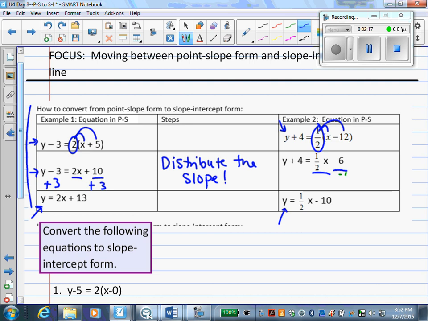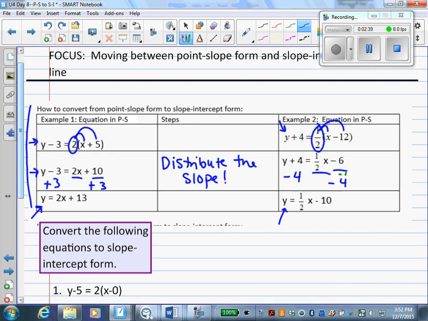Okay, looking at the other example, it was y plus 4, and then down below is just y. So to get from y plus 4 to just y, we would have had to subtract 4. And then whatever we do on one side, we do on the other. So if we subtract 4 over there, the y plus 4 minus 4 is just the y. 1/2 x minus 6 minus 4 simplifies to 1/2 x minus 10.